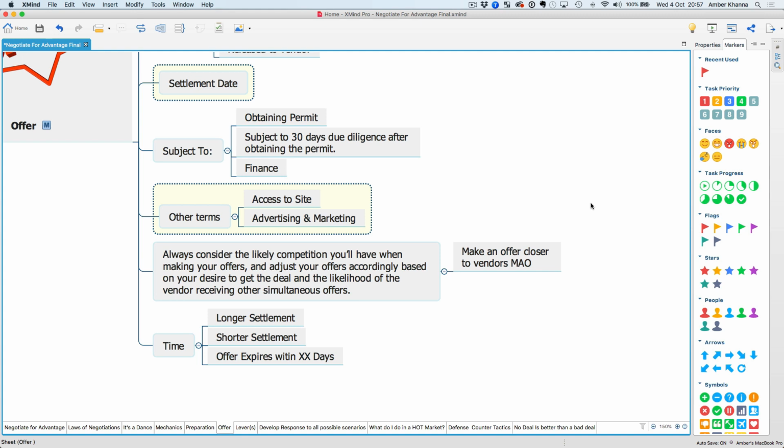So you must have a settlement date. It must have a subject to clause. It could be subject to obtaining permit, 30 days due diligence, finance. I've seen that a lot of subject to finance clauses are mostly in off-the-plan sales and brand new.